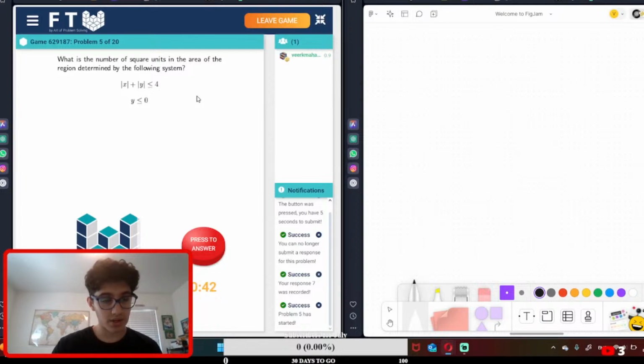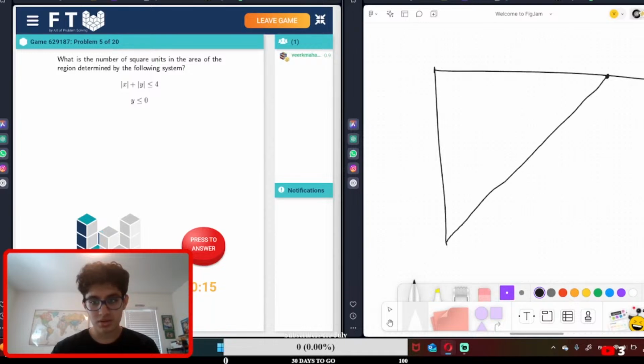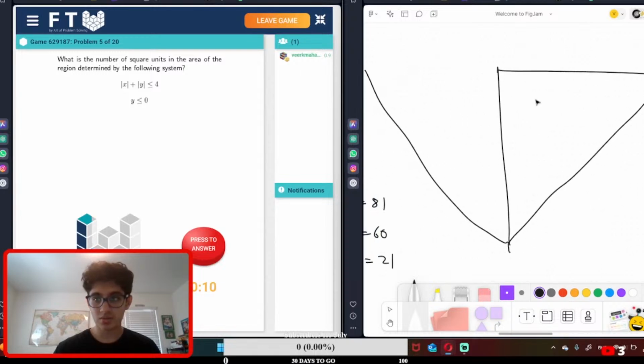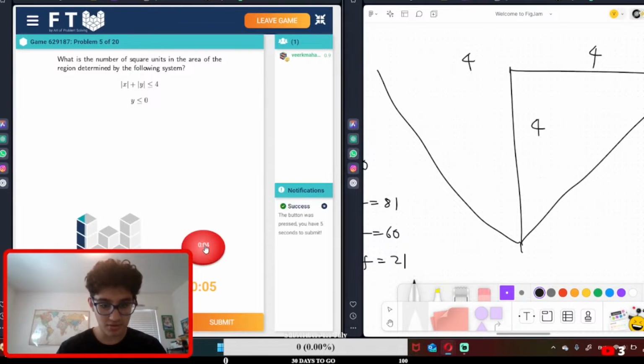What is the number of square units in the area of the region? So y is less than or equal to 0. Right? So we have, if y is less than or equal to 0, we can have x equals 4. Won't this just be like a circle, or maybe that's wrong? No, wait, it should be like this, I think. So we can have x taking these values or x taking these values as well. This will be a length of 4, 4, and then this will be a height of 4. So it should just be 8 times 4 over 2, 16.